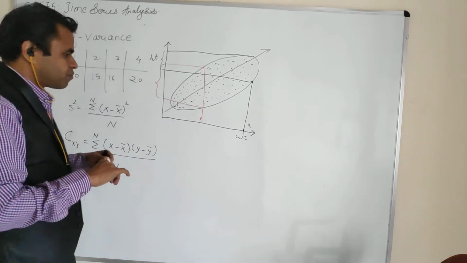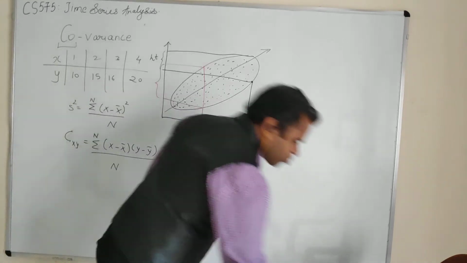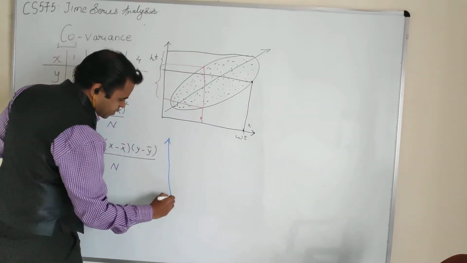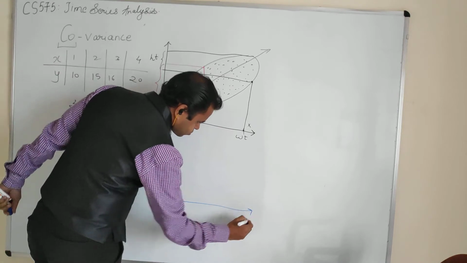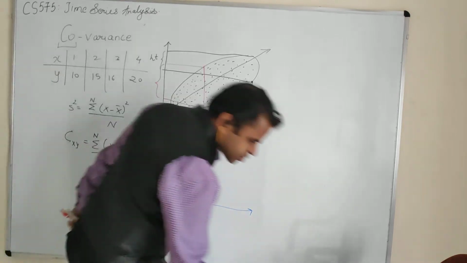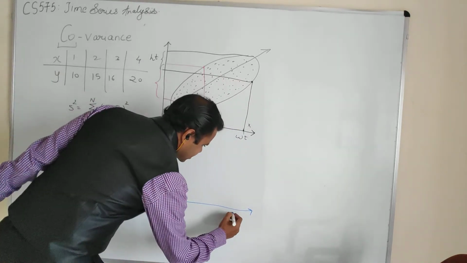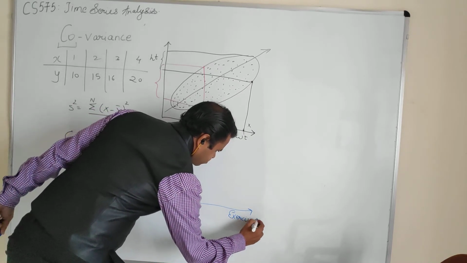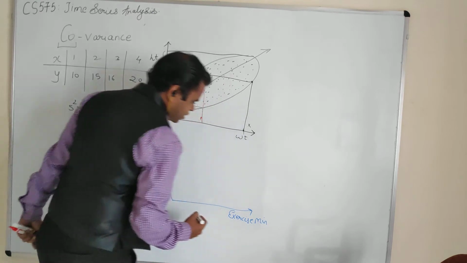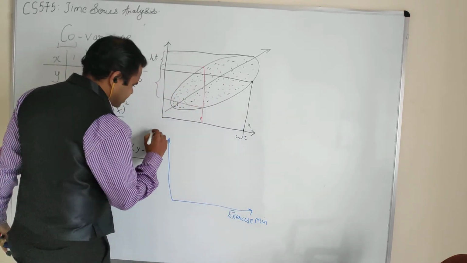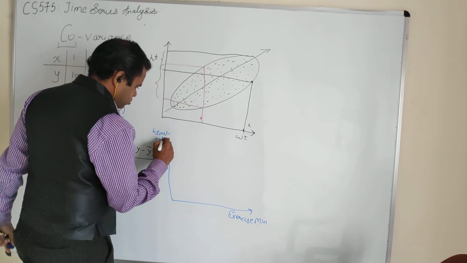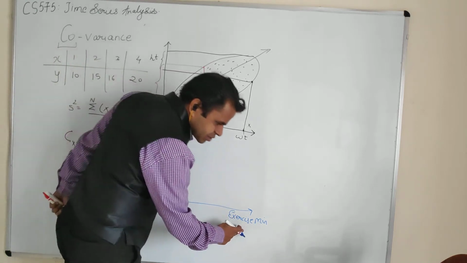Now let us see an example of a negative covariance. So let me take another graph. Right. So in this particular case, let us say these are exercise minutes, the number of minutes that you exercise, and this is the heart rate. So what happens?